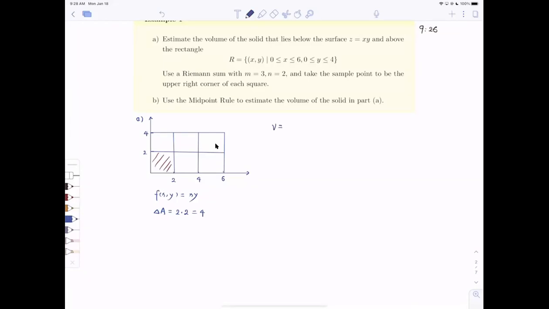So the volume is not equal, it's approximately the sum from 1 to 3 and then 1 to 2, f(xi, yj) delta A, so for each term we always have delta A. I'm gonna factor it out, which is 4 times. Now, since we're taking the upper right corner of each square as our sample point, that means we're taking those points to be our sample points.